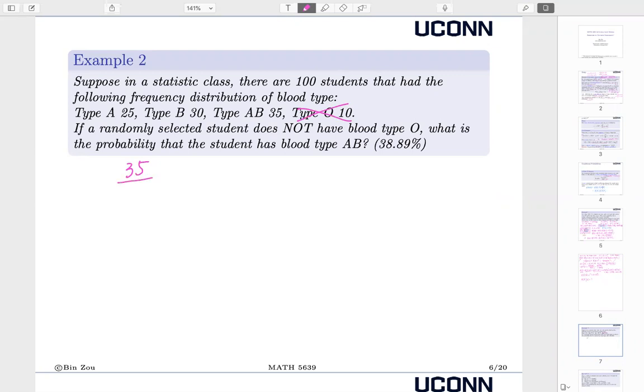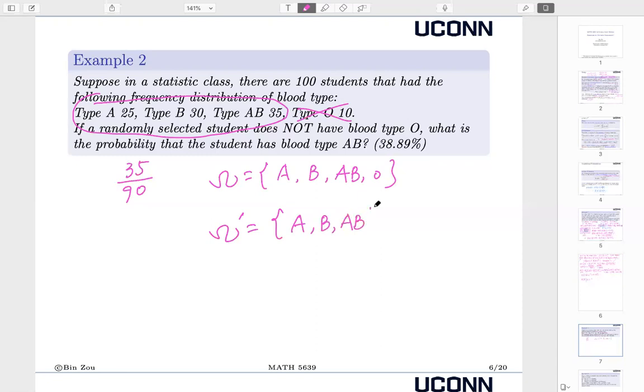And given what's happened, so given the student does not have blood type O, the remaining total will be 100 minus 10. So we have 90 students. Okay, so basically by conditioning, we have a smaller sample space. The original one is A, B, and O. Okay, now we do conditioning. By conditioning, we have A, B, and AB, right? So type O is excluded. So that's the conditional probability.